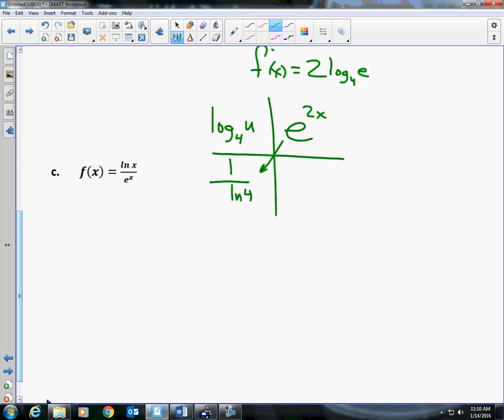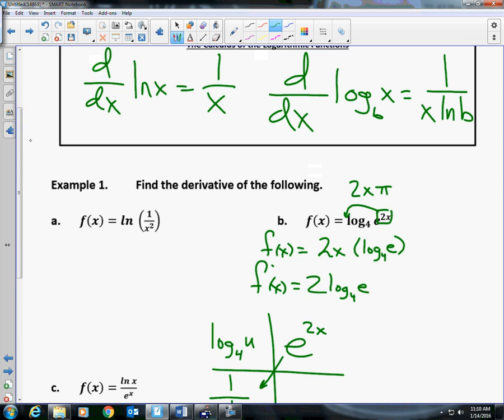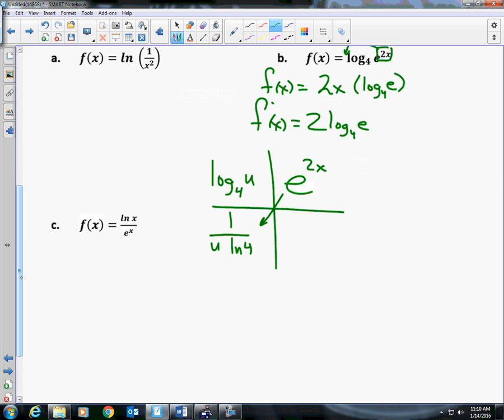Natural log of 4, but 1 over u, natural log of 4, right? So that's what our notes say right here. Take 1 over the variable times the natural log of the base. What's the derivative of e to the 2x? 2e to the 2x.